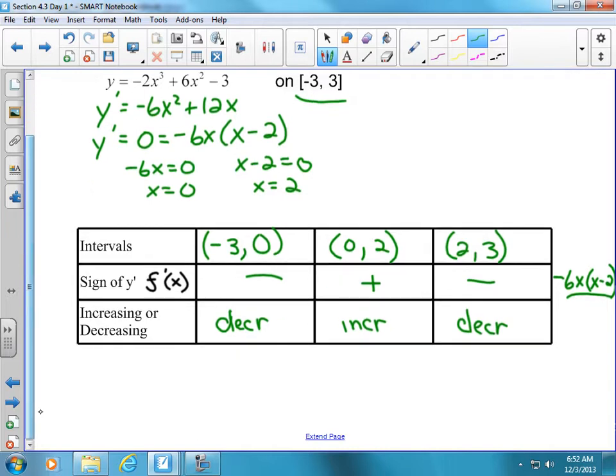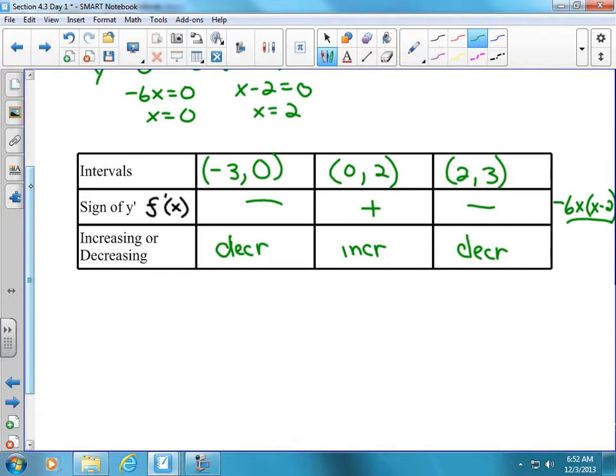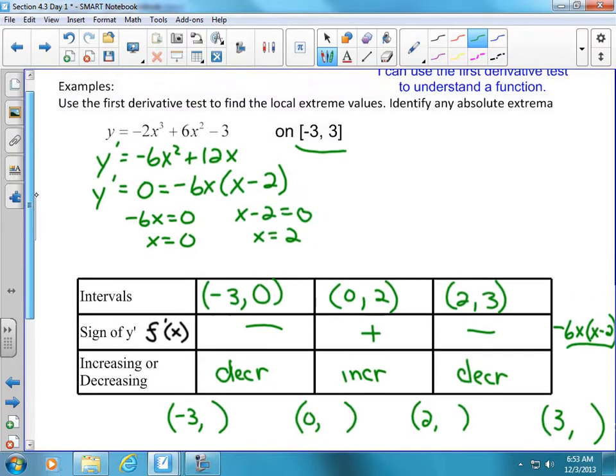Okay, next thing we're going to do is find our actual points. Actually, we're going to have an extrema right here. Negative 3 something. Here is 0 something. We're going to figure out the y values in a minute. And 3 something. Okay, so those are our 4 points we want to determine if they're minimums or maximums.